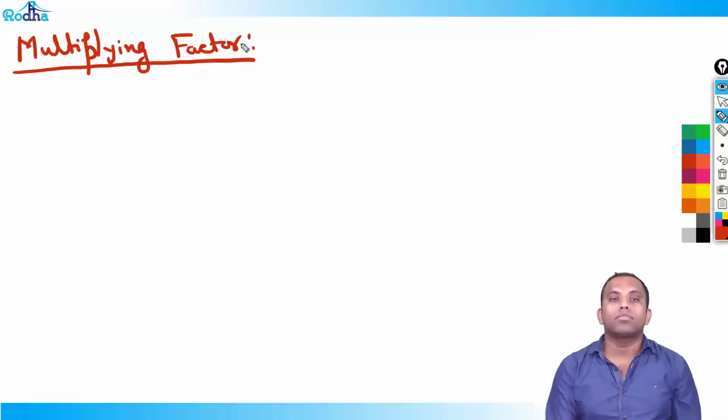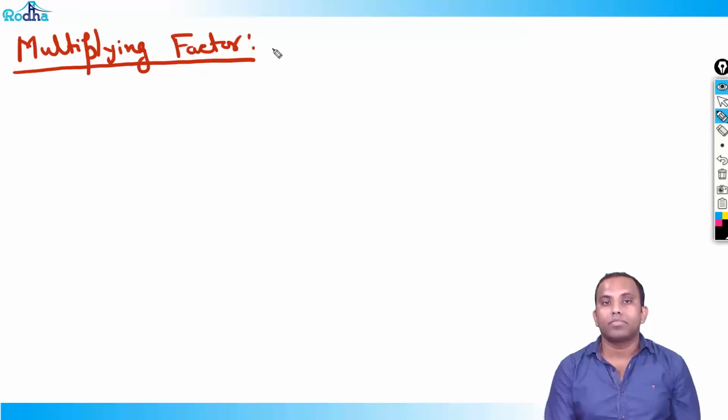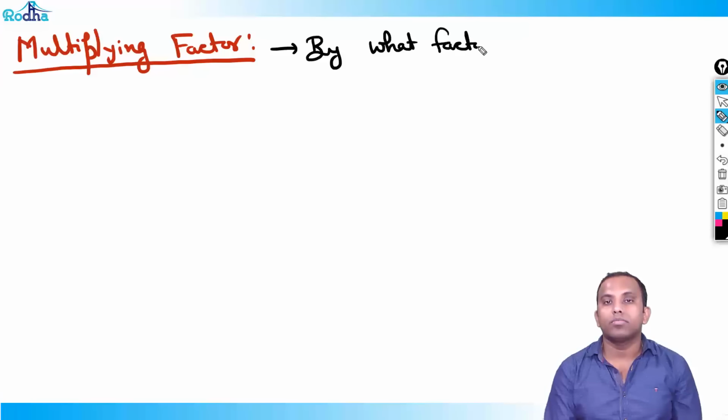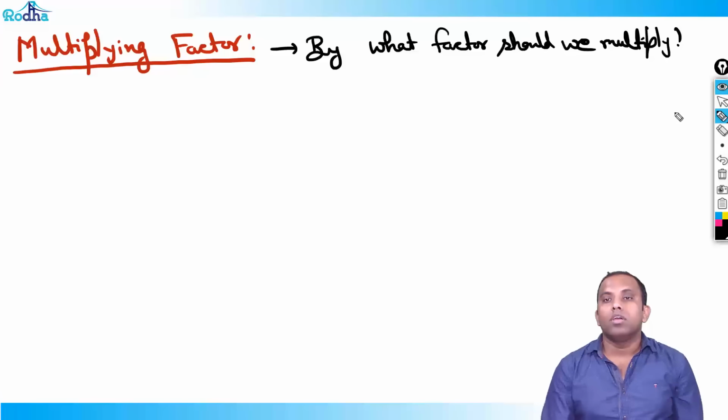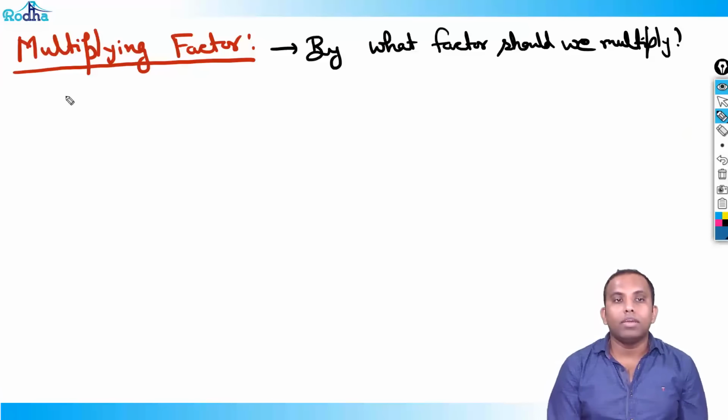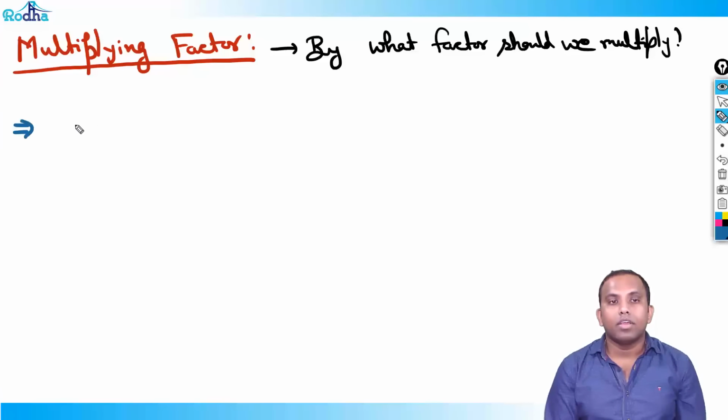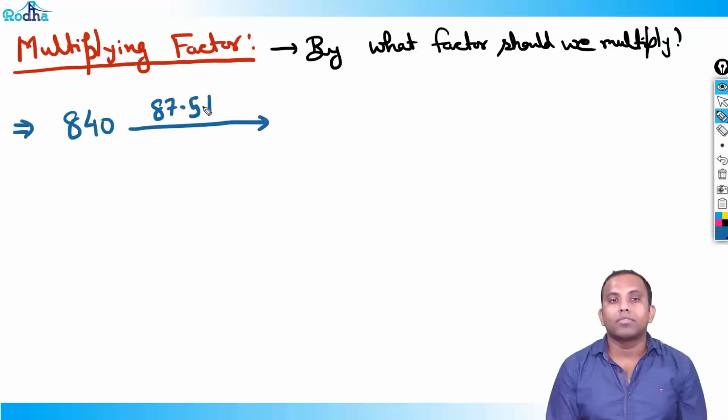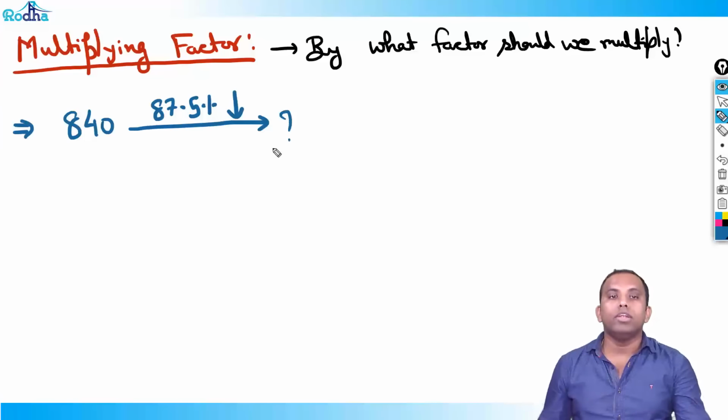Multiplying factor, as the name suggests, means by what factor I should multiply. This is the meaning of multiplying factor, right? So see here, it is very useful in this kind of question. Suppose I give you a question: 840 is a number, right? You have to decrease it by 87.5%. What is the value? So in this kind of question, it is very useful.